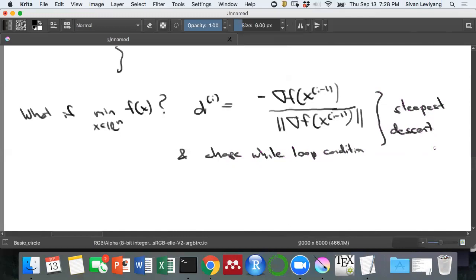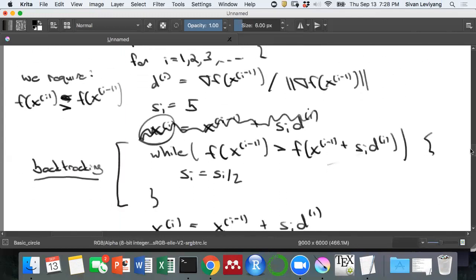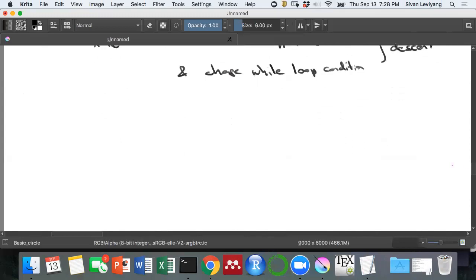Most machine learning algorithms use steepest descent. Any questions? Yeah. That's a great question. What happens if I do this? Well, let me clean it up a little bit. Let me just rewrite it so it's all clean.